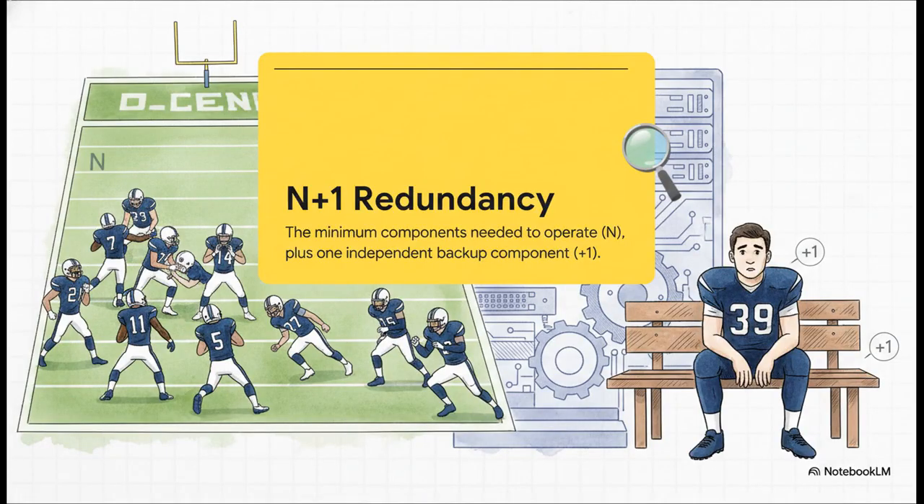Okay, first up is N+1. The easiest way to think about this is like a sports team. N represents the number of players you need on the field to actually play the game. The +1 is your star substitute player sitting on the bench just waiting to jump in the second somebody needs a break or gets hurt. It's a really efficient way to guard against a single component failure.